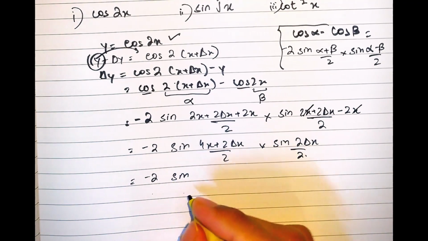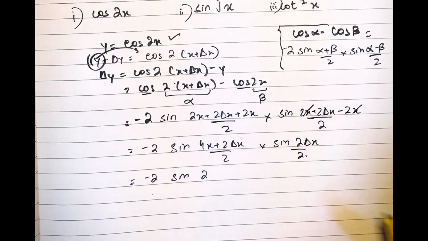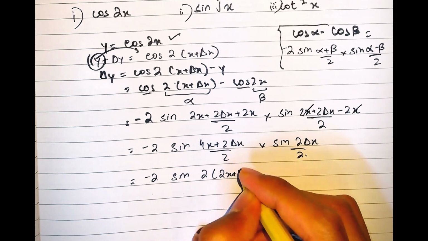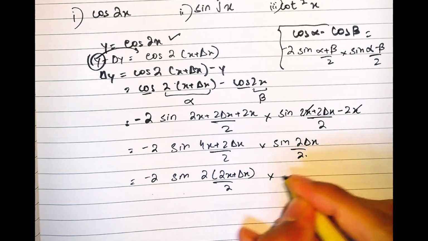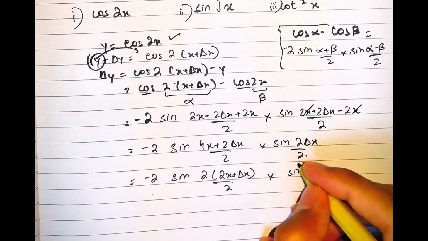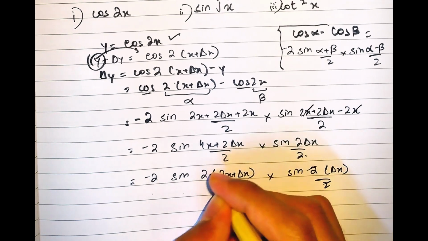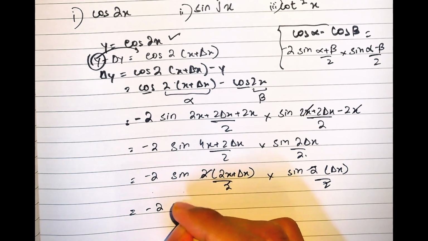Negative 2 sine. Now we can take out a 2 common: it would be sine of (2x plus delta x), multiplied by sine of 2 delta x divided by 2. This 2 is cancelled and this 2 is cancelled. So what is remaining is negative 2 sine(2x plus delta x) sine delta x.